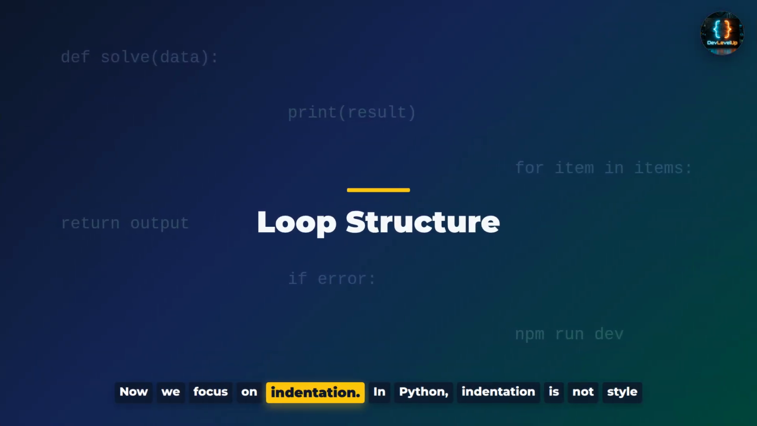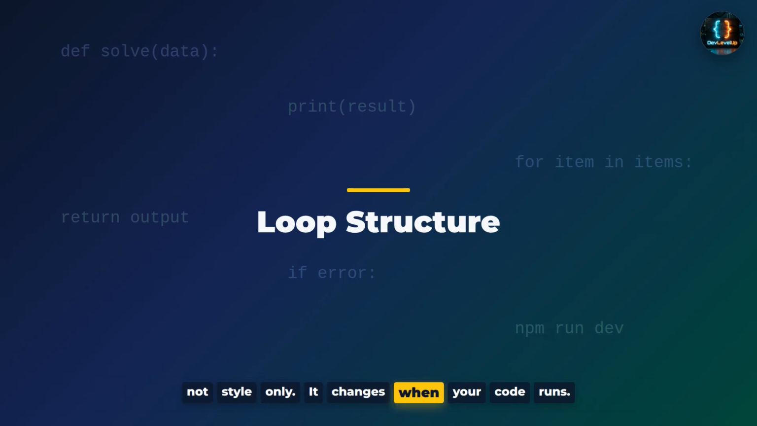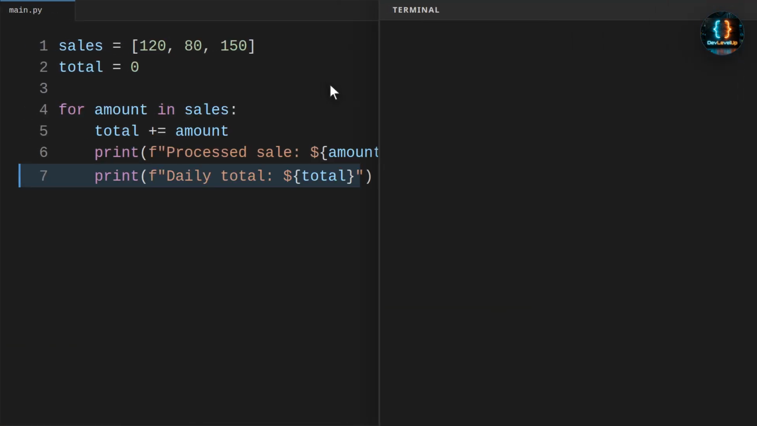Now we focus on indentation. In Python, indentation is not style only, it changes when your code runs. Suppose we process daily sales and want one final summary. In this version, the summary print is still indented under the for loop. Now we run it and the daily total appears after every single sale.